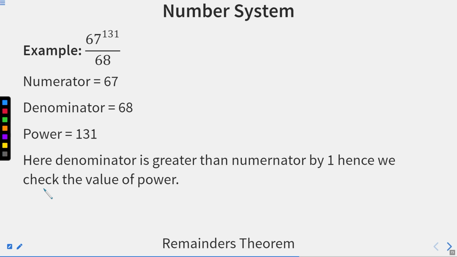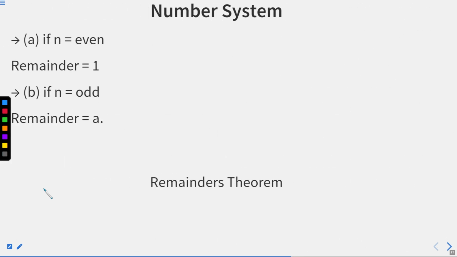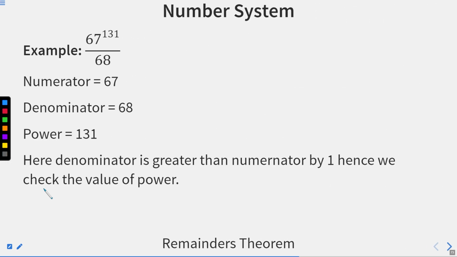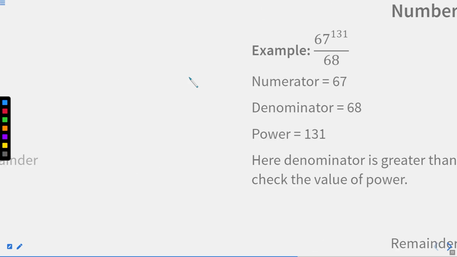Next we have 67 to the power 131 upon 68. So the second form will be used here. Since the power is odd, what we had, if the power is odd, the remainder is going to be a. So here, what do we have? 67 to the power 131 upon 68.